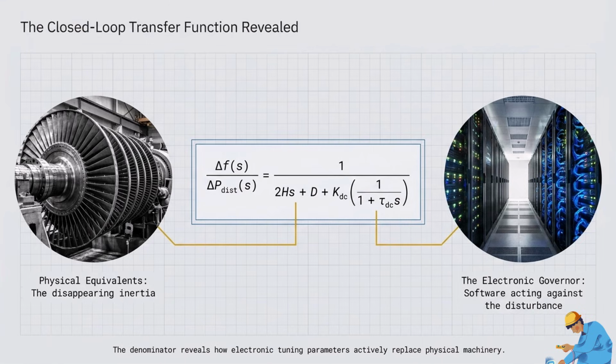The 2 term represents the physical inertia that is disappearing from the grid. But look at what we added, K_DC. This is the electronic governor. The math proves that our software control gain K_DC acts in direct opposition to the disturbance, actively replacing the missing physical machinery.